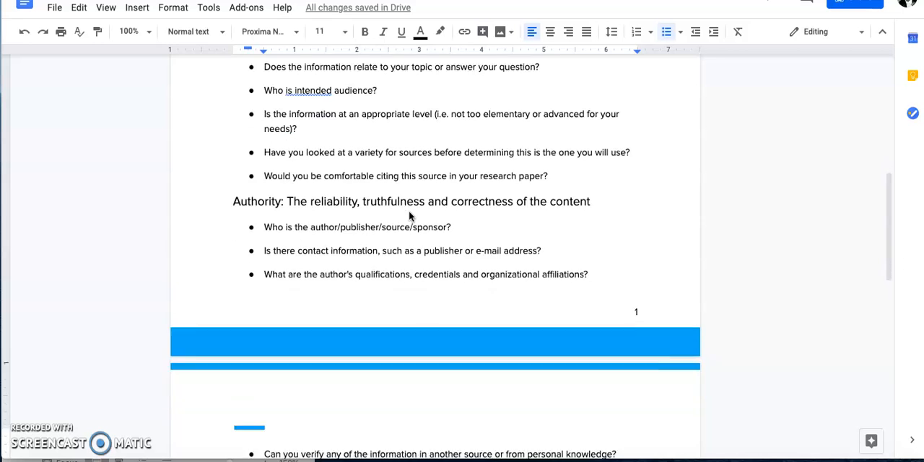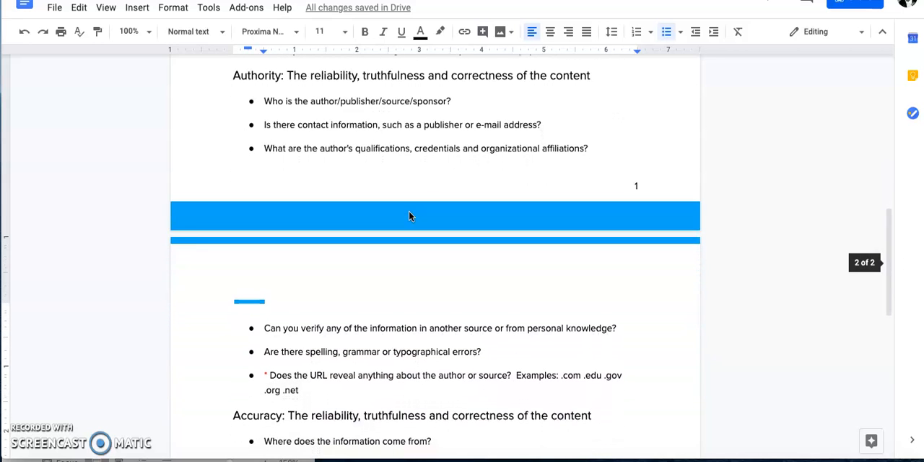Another part of that, the authority. Is it reliable? Who's the author? Who's the publisher? Who's the source? All those things matter. If you have a source that doesn't have an author on it, I'm not saying you shouldn't use it. You have to research your research. Go around, do a little bit of searching, see if you can find more information on there to verify that the information is in fact correct.